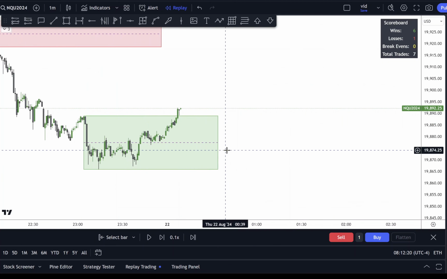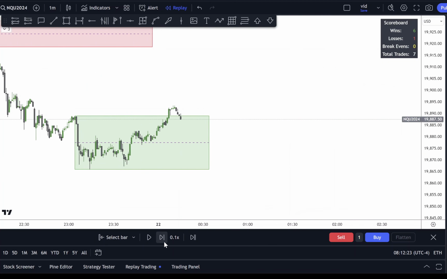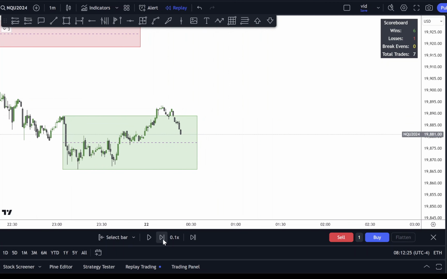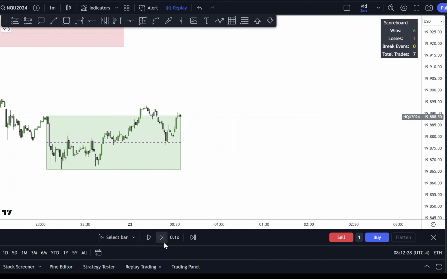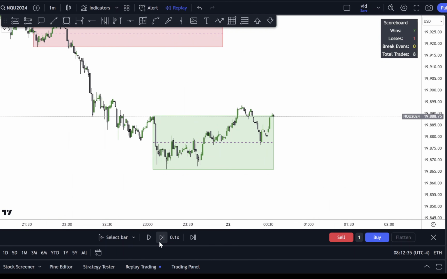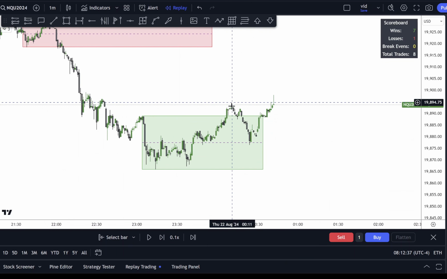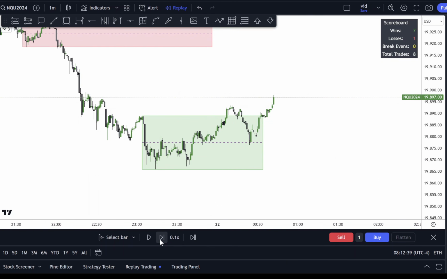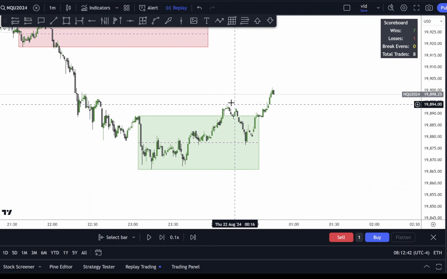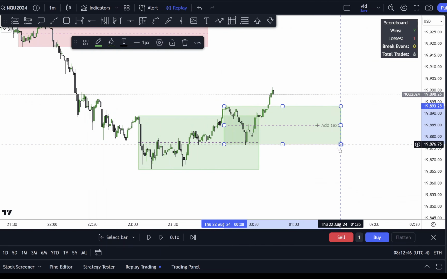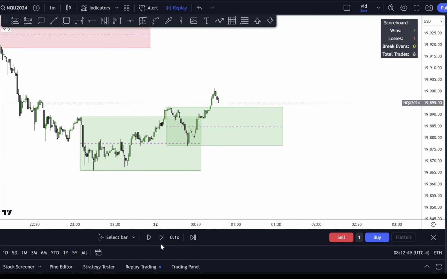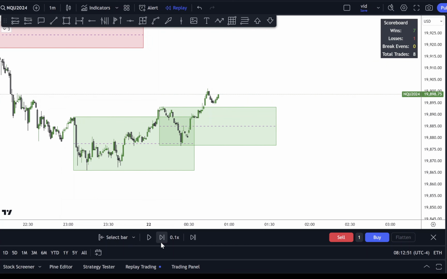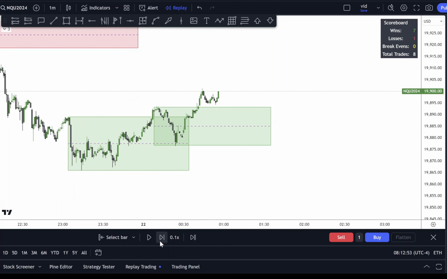Okay, so if they tag the 50%, we're in. Okay, so we're in, and that's another win. Okay, 7 wins, 1 loss. So if they close above this, we have our new bullish zone. That's our new bullish zone. Okay, so either 50% tag or a valid pullback.